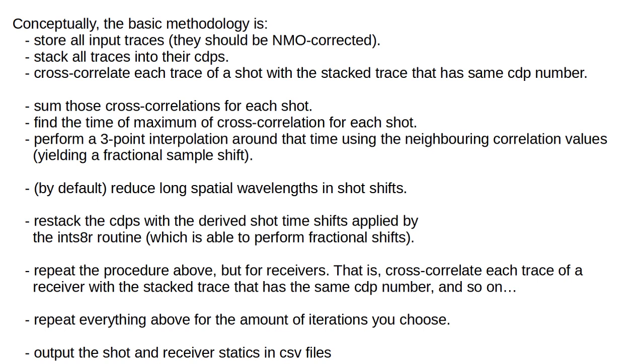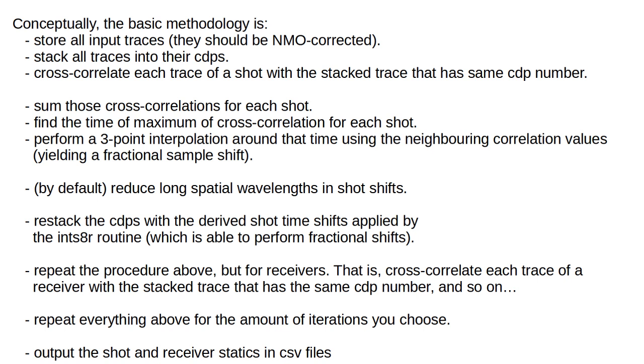Cross-correlate each trace of a shot with the stacked trace that has the same CDP number. Sum those cross-correlations for each shot. Find the time of maximum of cross-correlation of each shot. Perform a 3-point interpolation around that time using the neighboring correlation values, yielding a fractional sample shift. By default, reduce long spatial wavelengths in shot shifts.